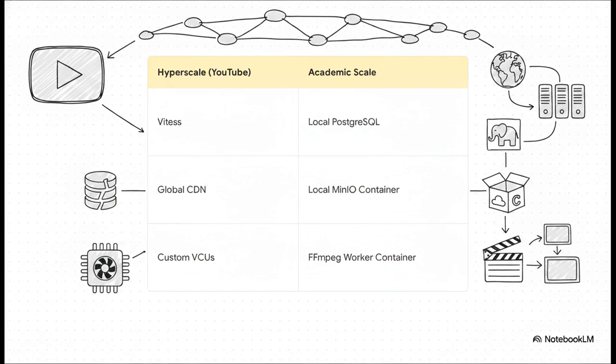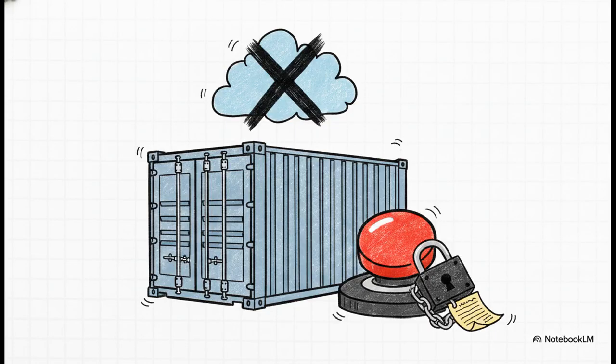exact same structural goals. So where YouTube uses Vitess, you're going to use a containerized local PostgreSQL database. Where they rely on a global CDN, you'll spin up a local MinIO container for S3-compatible storage. And instead of custom silicon VCUs, you're going to deploy a dedicated FFmpeg worker container to handle all your transcoding. But listen, to ace this capstone, you have to strictly follow the rules of the game.